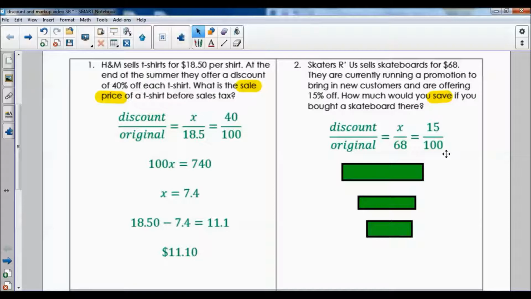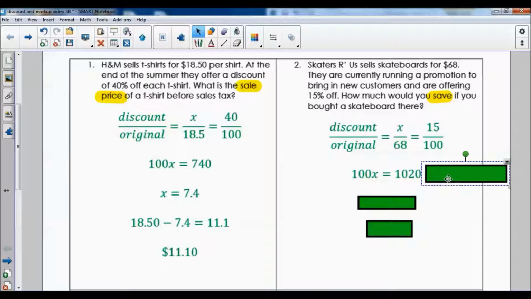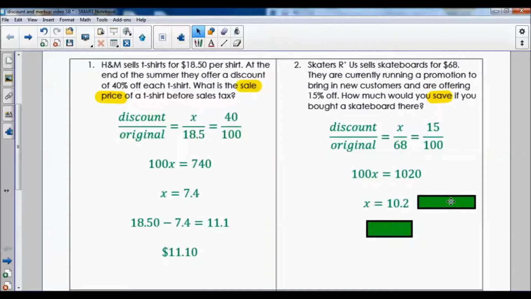Okay, from there, we're just going to cross multiply again. 100 times X is 100X. 68 times 15 is 1,020. From there, we're going to divide by 100 on both sides. And we get X is equal to 10.2. So then how much would you save? You would be saving $10.20.